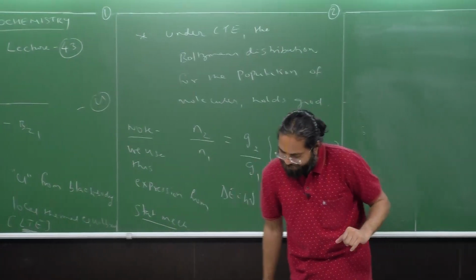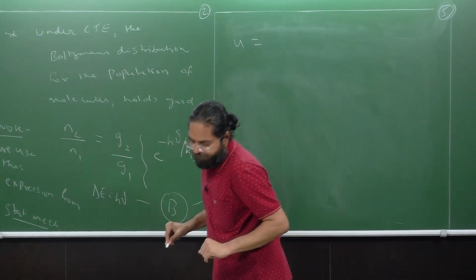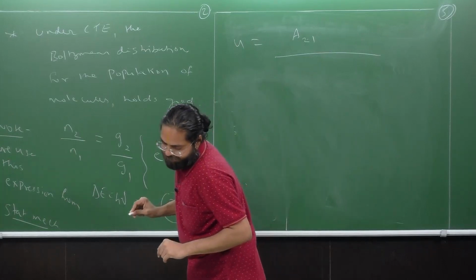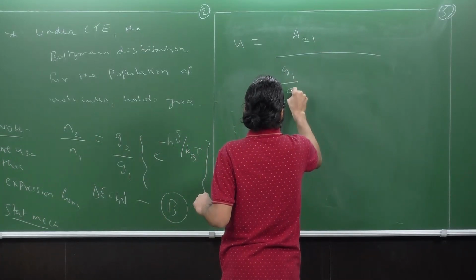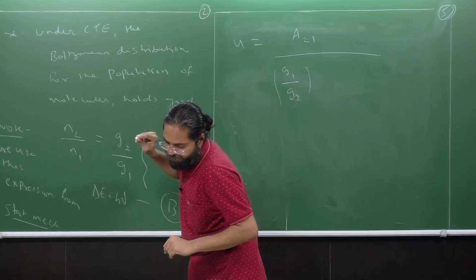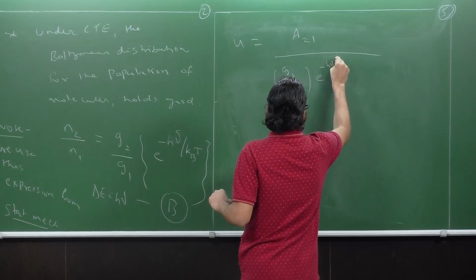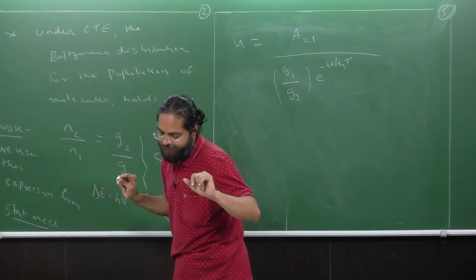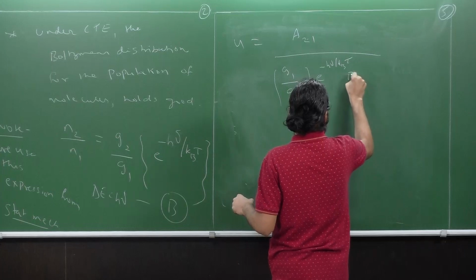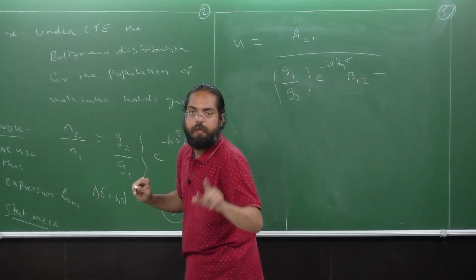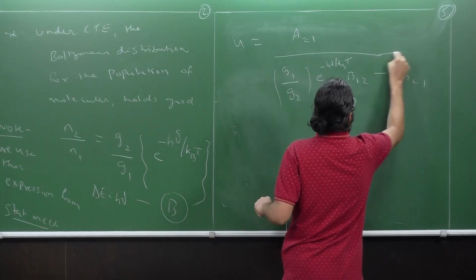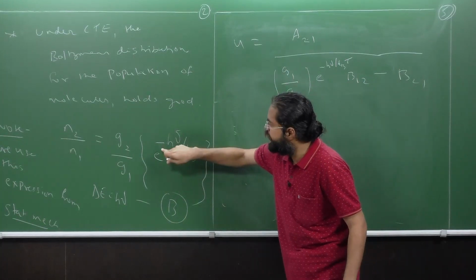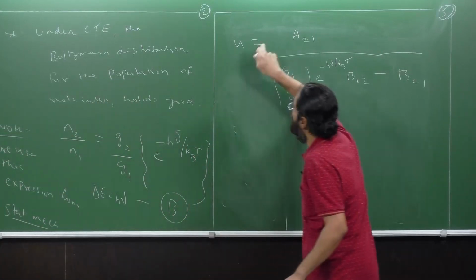and I shall be getting my U to be equal to A21 divided by G1 by G2 times e to the power minus h nu by kBT, times B12 minus B21. Okay, so we get this expression by using the Boltzmann distribution here in equation U. We get a modified expression for U.